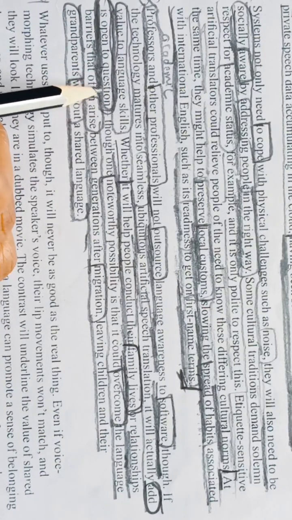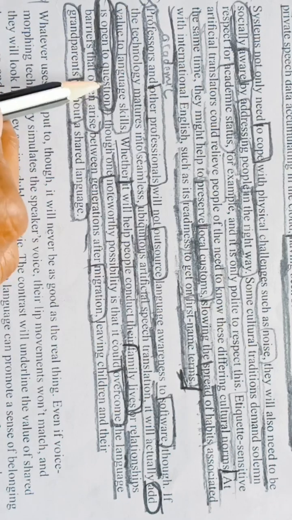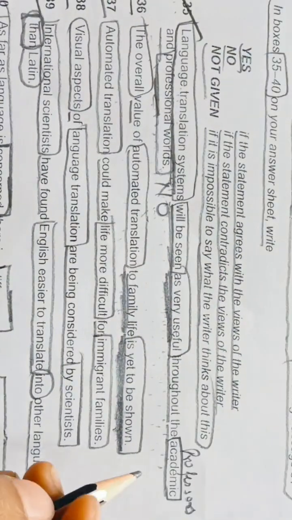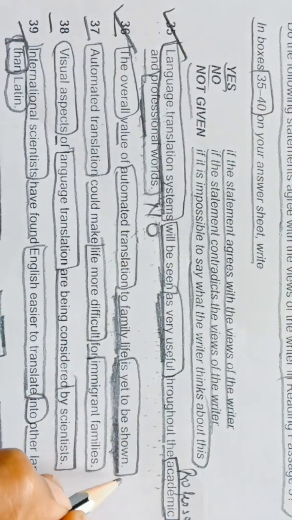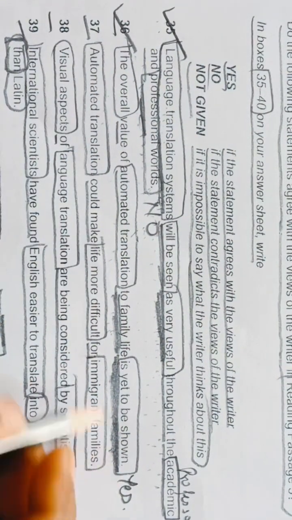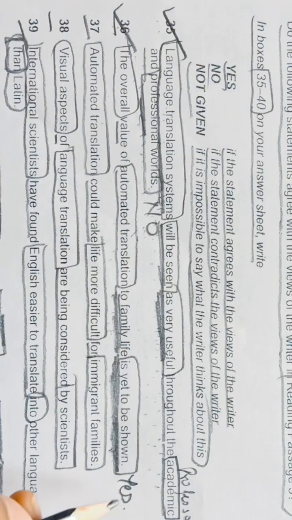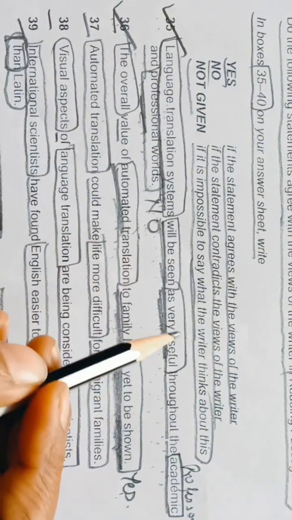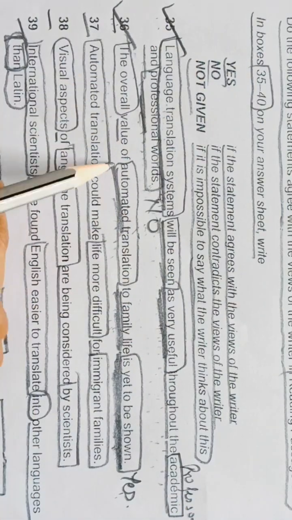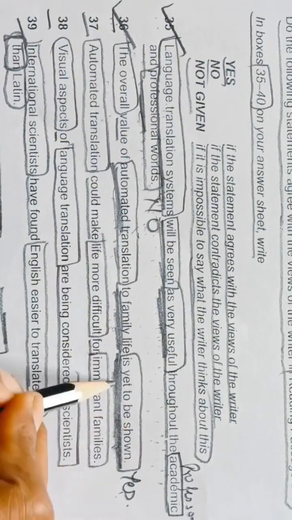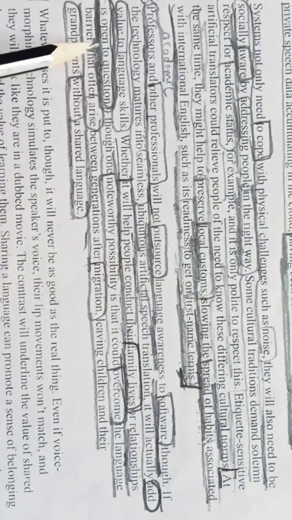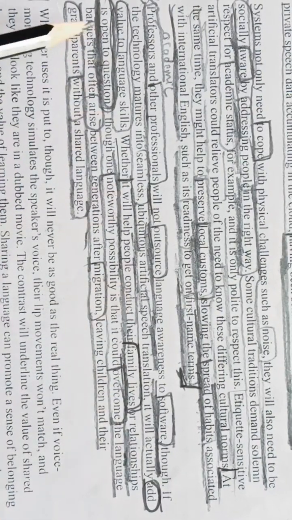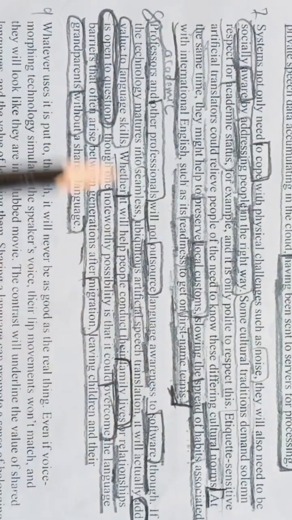So the statement of the question and the view of the writer are agreeing with each other. So that's why we will write yes in front of 36 in our answer sheet. Both the statements are agreeing with each other. The overall value of automated translation to family life is yet to be shown. Is yet to be shown means is open to question. It will help people conduct their family life or relationship is open to question.